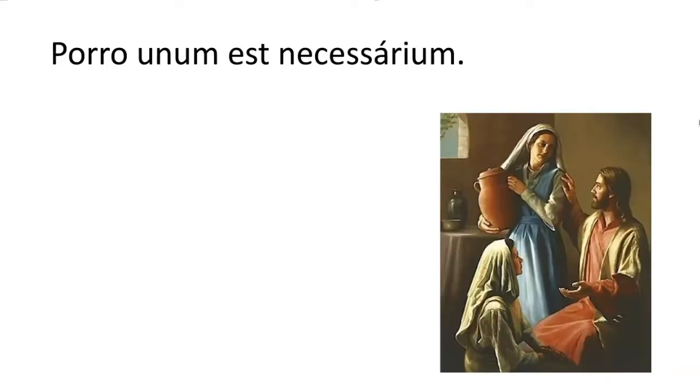So porro is another word for but, the conjunction. Unum is the word for one. If you haven't watched the Roman numerals video on my channel, I highly recommend that you do. I have a link in the description. It covers not only Roman numerals, but the Latin words for the numbers, and it also goes through English derivatives that we get from those numbers.